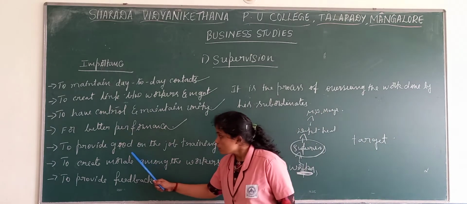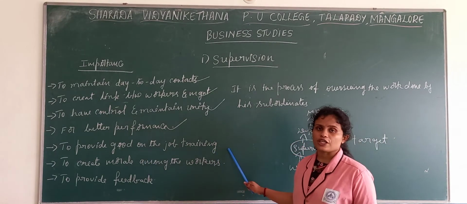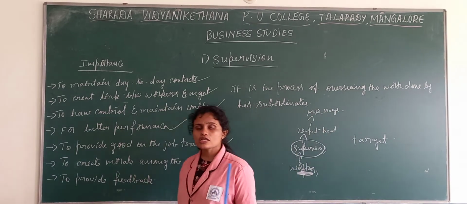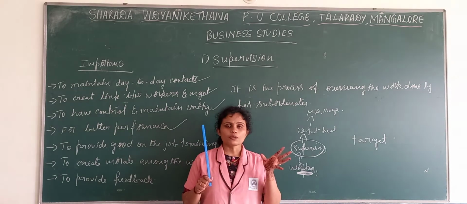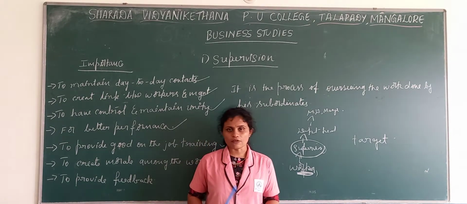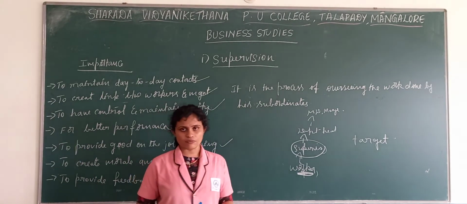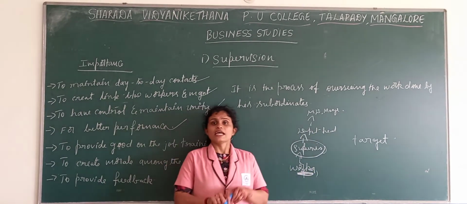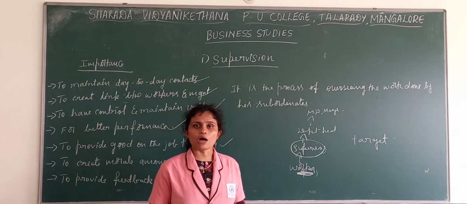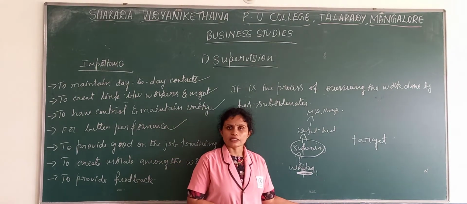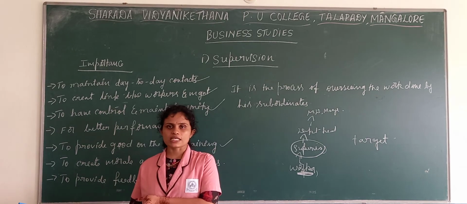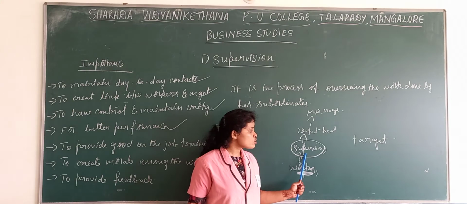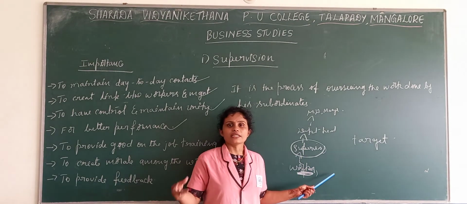Then, to provide good on-the-job training. What is on-the-job training? On-the-job training is nothing but providing training in the workplace itself. By what they are working on, through that they will get trained. So here, it is the duty of the supervisor. He will know all the work, how workers have to carry out a particular task. So when workers are working, he has to guide them.